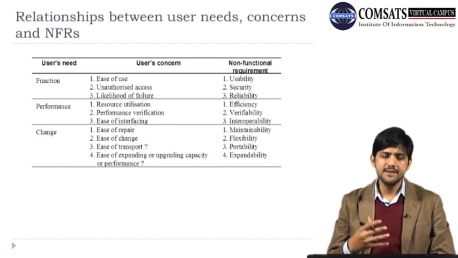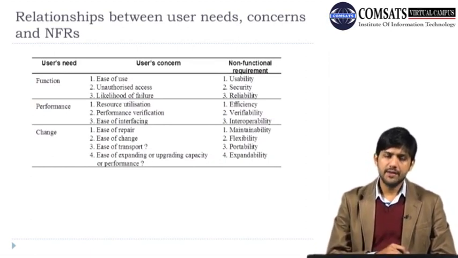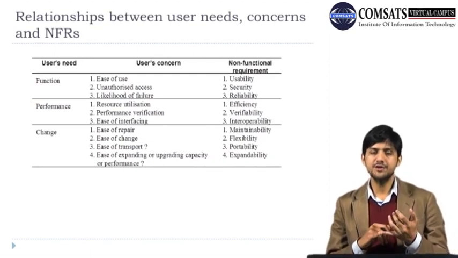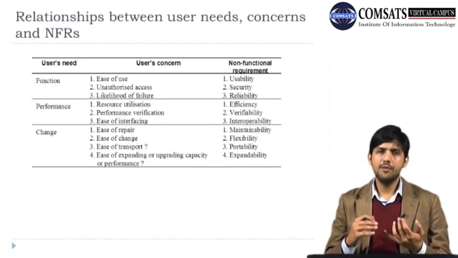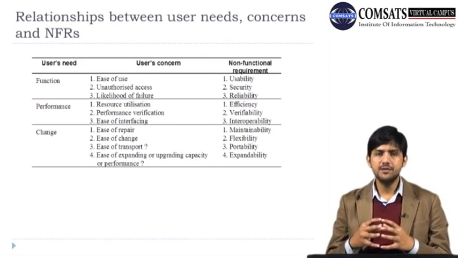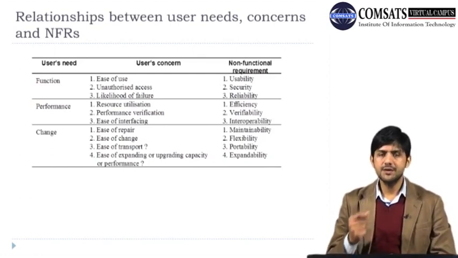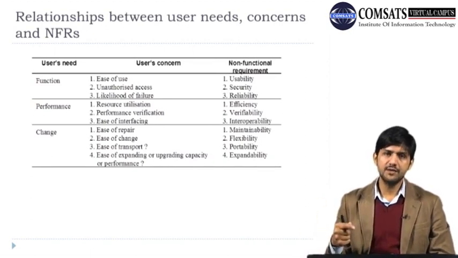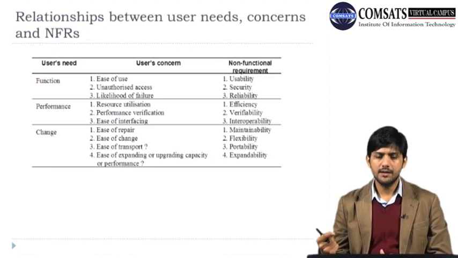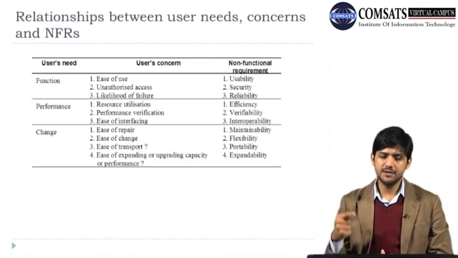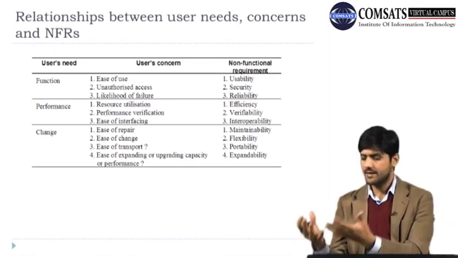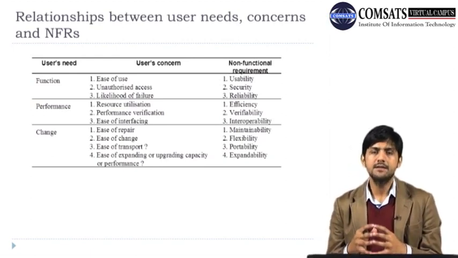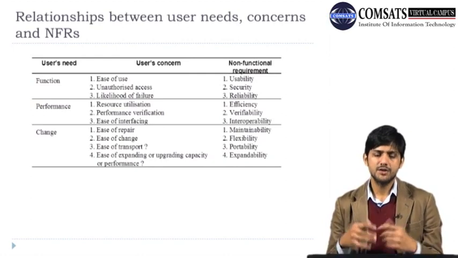Then if we look at the performance needs of the users, what are the performance concerns of the users? That resource utilization should be minimum, performance verification should be there, and ease of interfacing should be there. So resource utilization relates to the efficiency non-functional requirements. Performance verification leads to verifiability type of non-functional requirements, and ease of interfacing is related to the interoperability non-functional requirements. Then the third kind of user needs are the change needs.